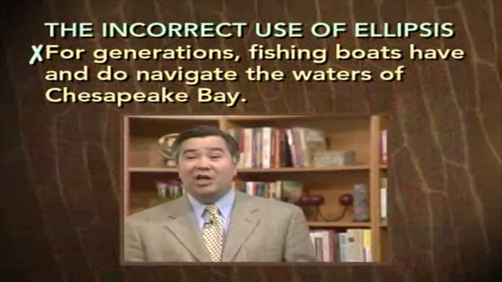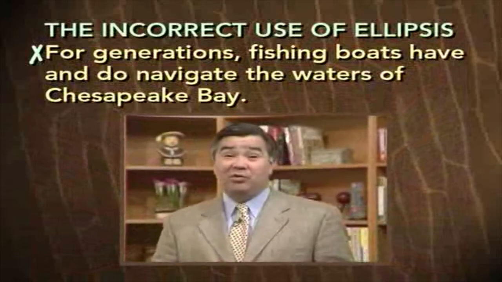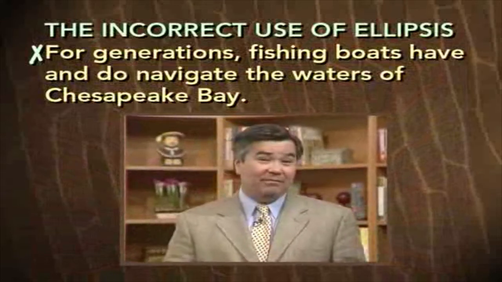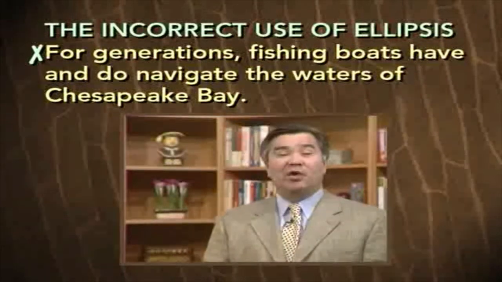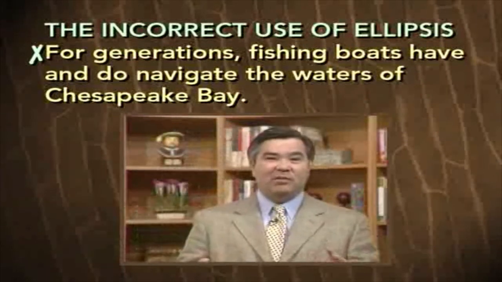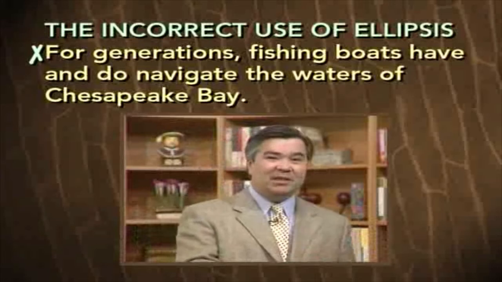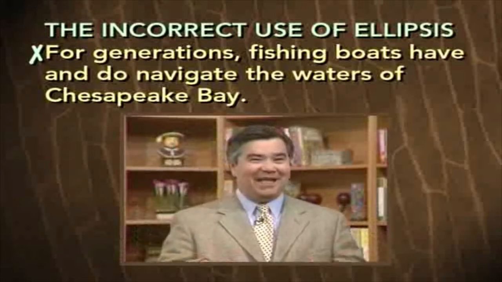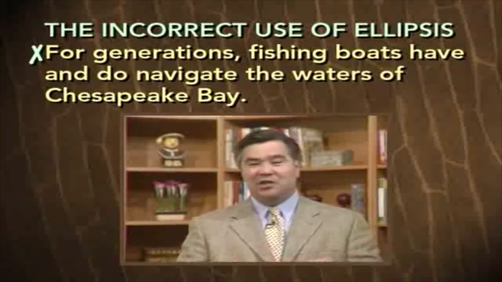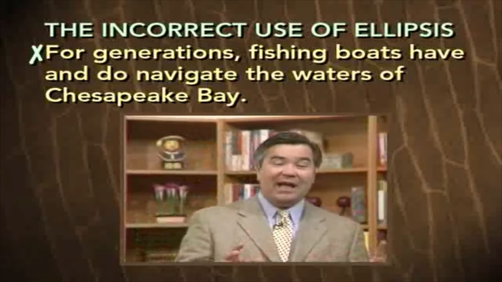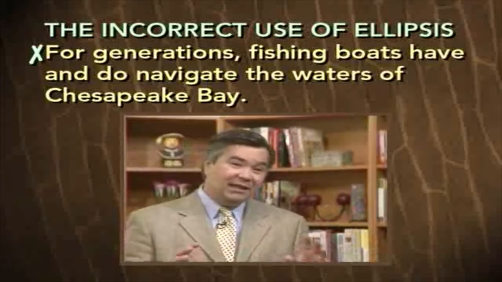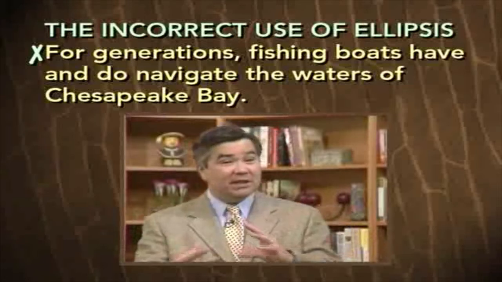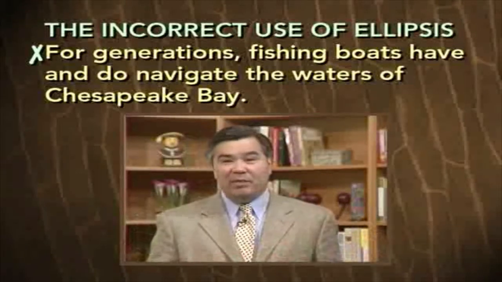Here's a sentence where the author is trying to use ellipsis to avoid repeating words, but when we try to apply the test, we see that it doesn't really work. "For generations, fishing boats have and do navigate the waters of Chesapeake Bay." Okay, we understand what the author is trying to say. He's trying to say that fishing boats have navigated the waters of Chesapeake Bay for generations, and they still do that today. So there are two parallel ideas being described here. And they could have been written out in parallel structure clauses. Instead, however, the author is trying to use ellipsis to make the sentence shorter by leaving out the repeated words.